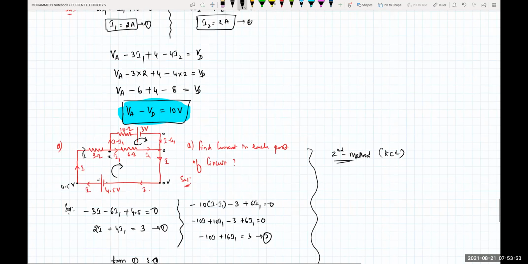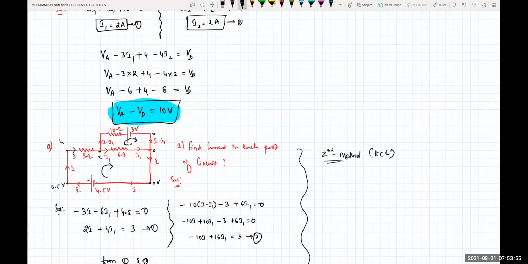What will be the potential here also, beta? Here also the potential will be 4.5 volts, because this is connected to the same wire. Now write the value of x.